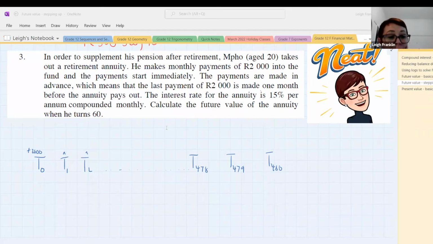Okay, remember, he's investing the money when he's 20. He starts when he's 20 and he finishes when he's 60. So he's making these payments every month for a period of 40 years. But he's doing it every month, so he's not making 40 payments. He's not making one payment a year. He's making 12 payments a year.